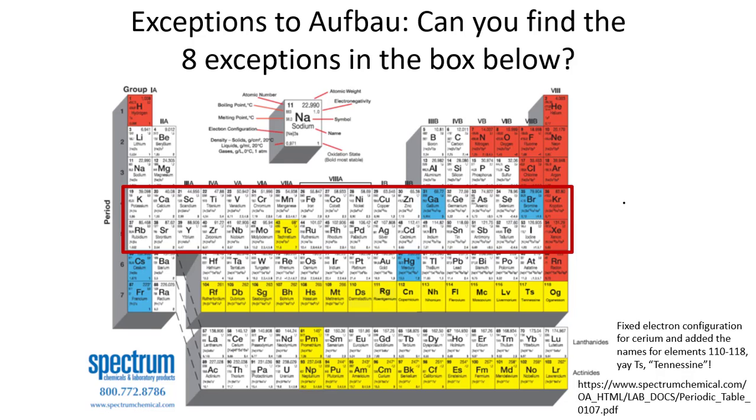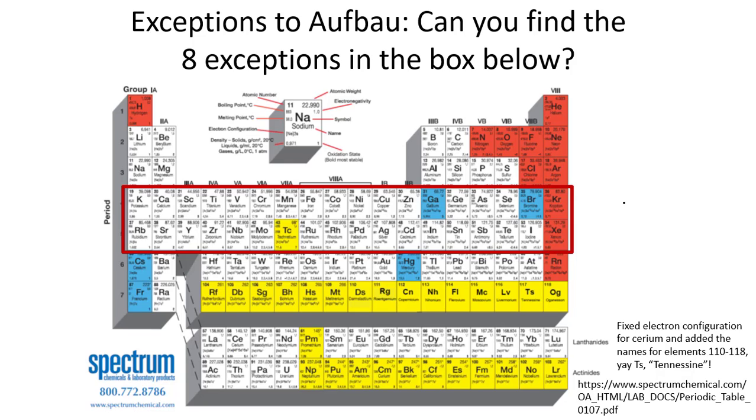I did fix some things. Cerium's electron configuration wasn't correct, so I changed that. I also added the names for elements 110 through 118, which you see here below. Yay, Tennessee, something named after Tennessee. So that's fun. I have given it to my students, but if you're not a student, you can look here and you can find it.